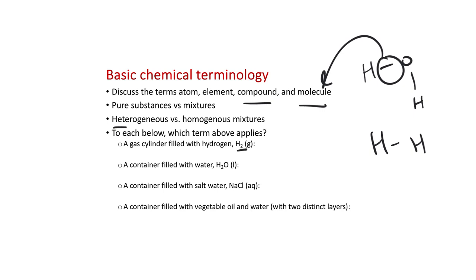Hydrogen in a cylinder. This is an element because it's just one substance, and it also contains a molecule because that element exists in molecular form. So I'd call H2 the elemental form of hydrogen. It's an element, and it's also a molecule because H2 exists as a molecule. But it's not a compound because we don't have two different elements present. So I have a container filled with water.